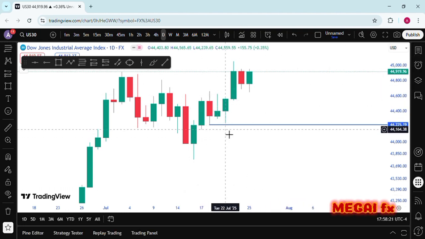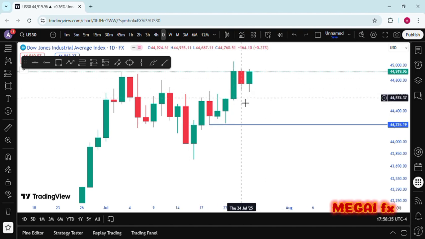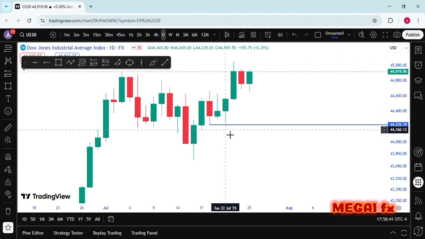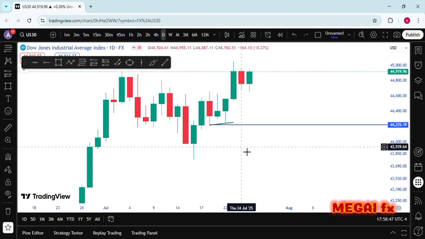So I was hoping that on Monday, because this was Friday, that on Monday or Tuesday, I was looking for some sort of SMT divergence to confirm continuation of the uptrend. So look at what happened. On Monday, nothing happened. Tuesday failed to take out Friday's low on US 30.